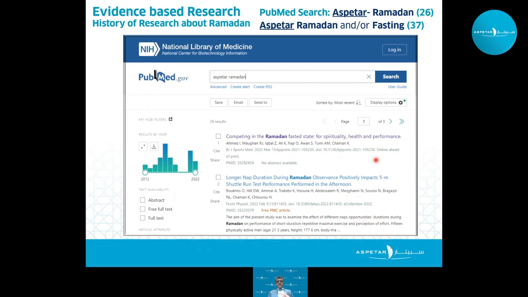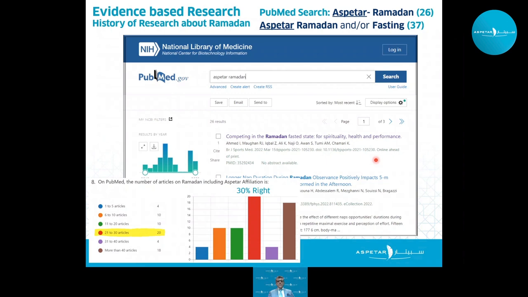So one of the other questions of the survey was how many papers on Ramadan are associated with the name of Aspetar, and 30% of you got it right, because when you search on PubMed about Ramadan and Aspetar, you find 26 papers, and if you extend it a bit larger, Ramadan and fasting, you have 37 papers. So we cannot say that Aspetar is a center dedicated to fasting, but it had a substantial contribution, let's say.